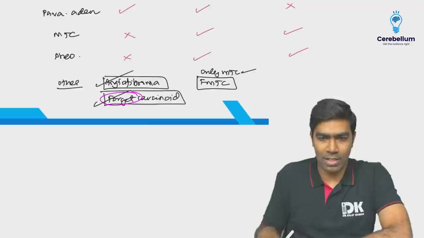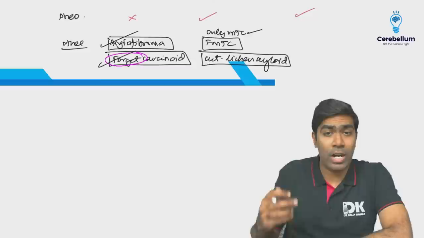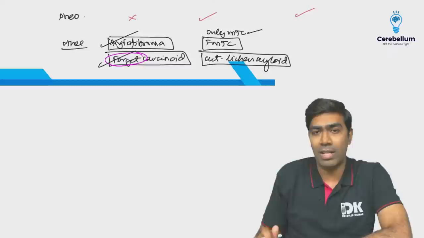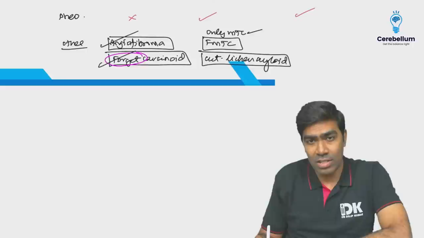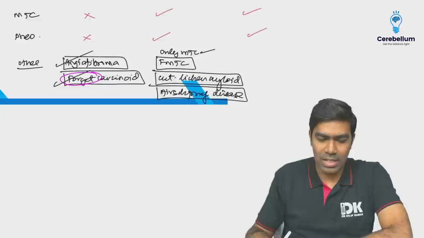Second, they are associated with a skin problem called cutaneous lichen amyloidosis. I'll repeat, cutaneous lichen amyloidosis, or they will give some lichenoid plaques in the skin, especially in the interscapular region, in the back of the patient. Apart from that, they can also have another feature called Hirschsprung disease. This can be associated with MEN2B also, but MEN2A is more important, Hirschsprung disease, congenital megacolon.